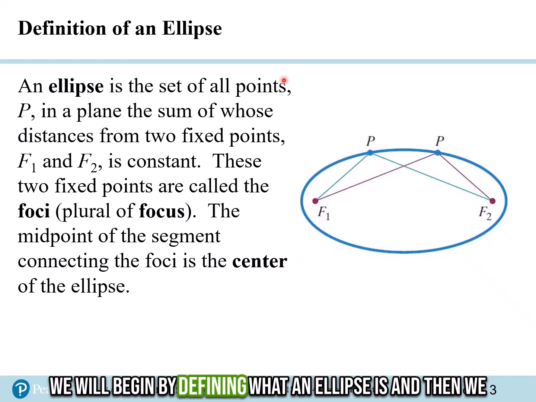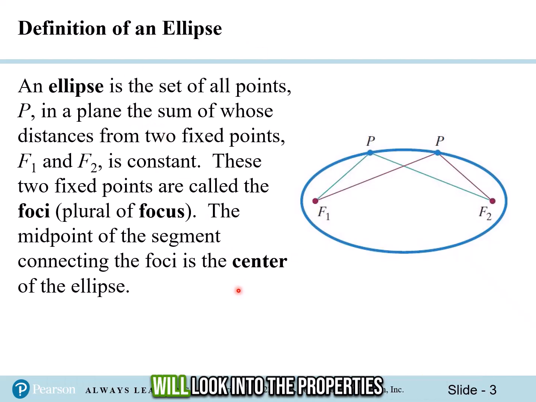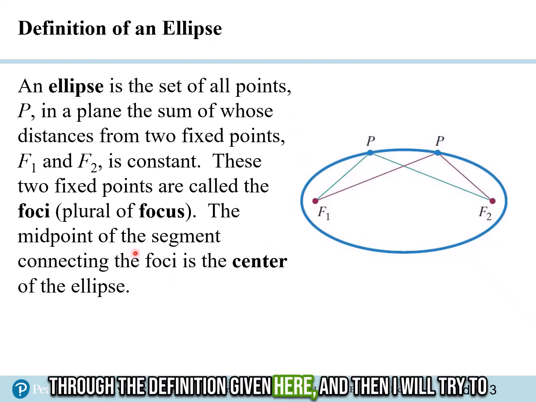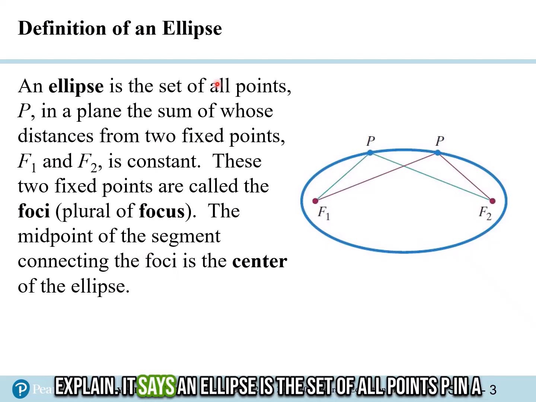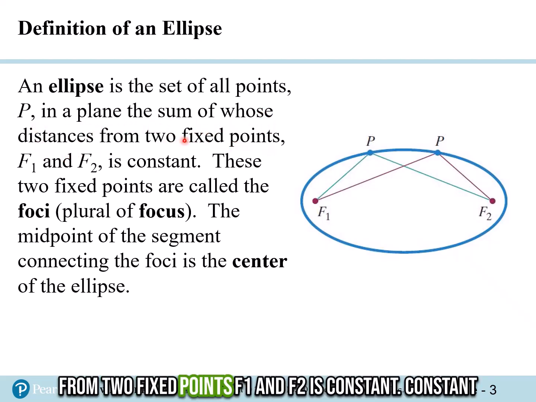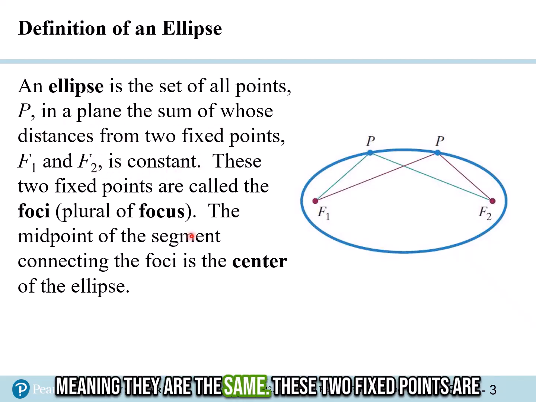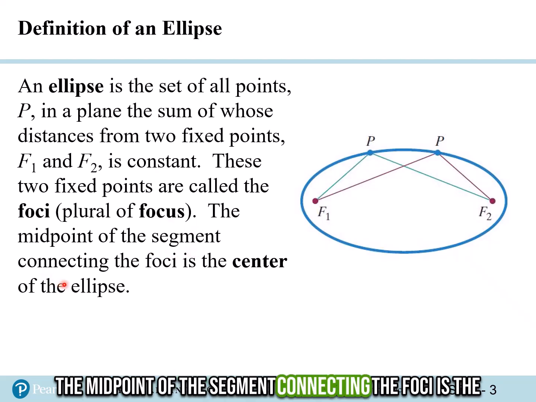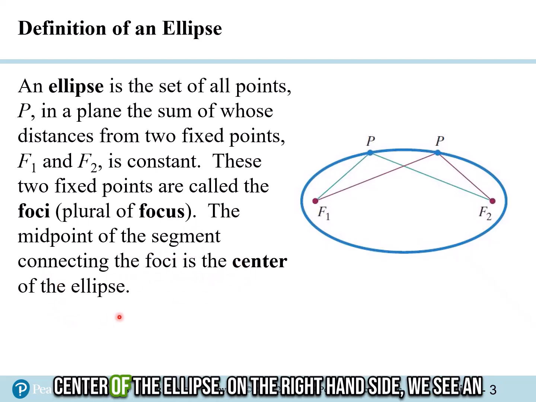We will begin by defining what an ellipse is, and then we will look into the properties that make a particular figure an ellipse. I will read through the definition given here and then I will try to explain. It says an ellipse is the set of all points P in a plane, the sum of whose distances from two fixed points F1 and F2 is constant. Constant meaning they are the same. These two fixed points are called the foci, which is the plural of the word focus. The midpoint of the segment connecting the foci is the center of the ellipse.